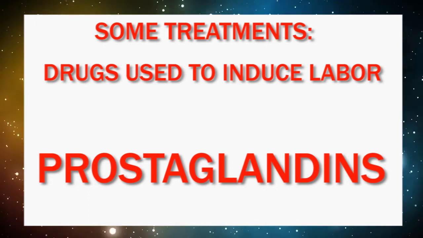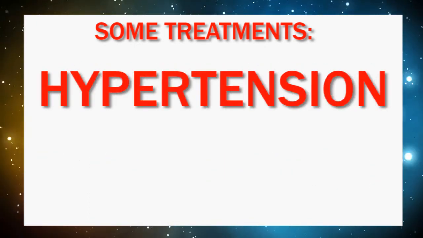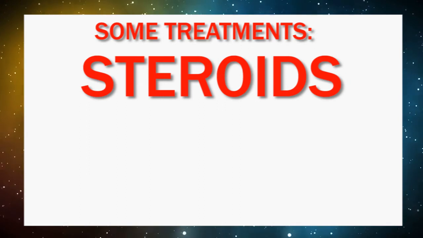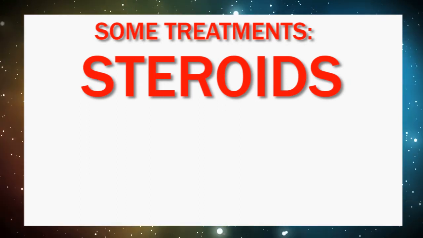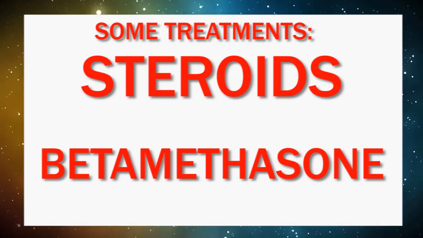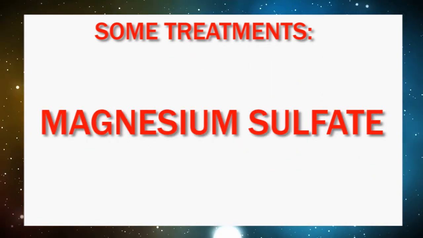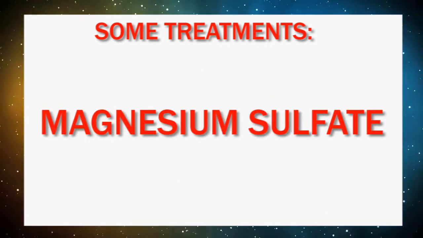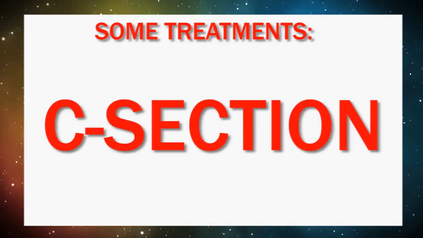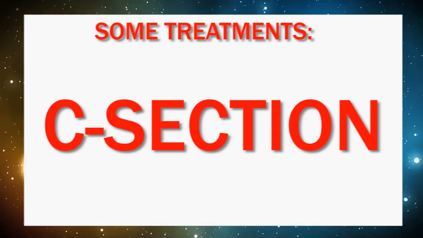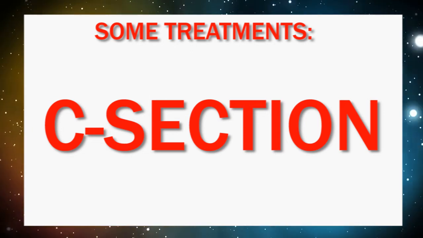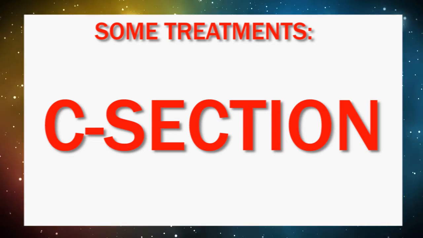For pregnant women who develop hypertension, a drug used is methyldopa. Steroids are administered. One of these commonly used is betamethasone to accelerate lung maturation in the fetus. Magnesium sulfate is used for seizure control, eclampsia. C-section, we've mentioned before, is indicated in a case where there's active genital herpes infection in the mother, if the baby's too big, or when there's a placenta previa, etc.